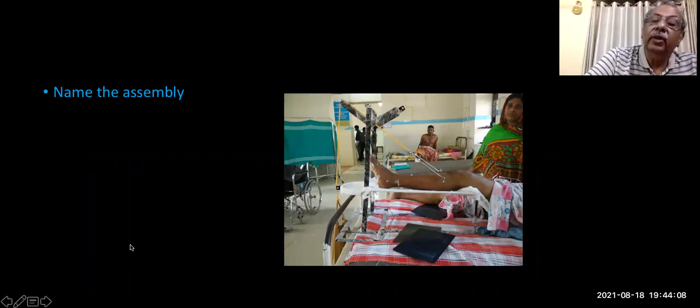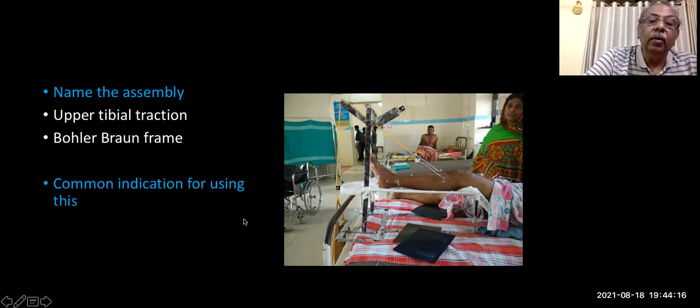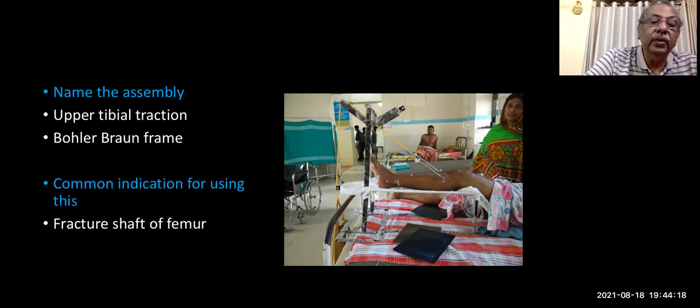They will ask you to name the assembly that is an upper tibial traction given using a Bohler bone frame. The common indication for using that is usually the fracture shaft of femur. It can be used for trochanteric fractures also, before surgery.